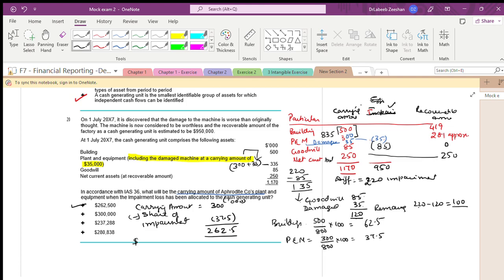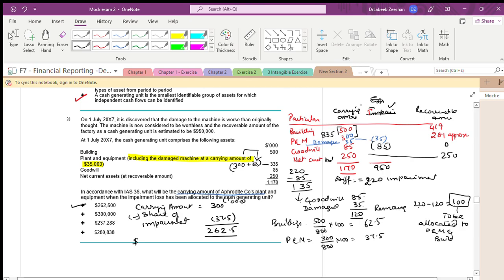How much is the amount left? This amount is to be allocated to plant and machinery and buildings. What is the plant and machinery and buildings value? 800. Is it right? It is 800.